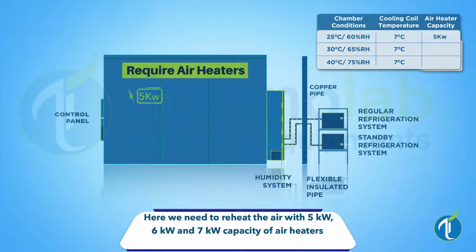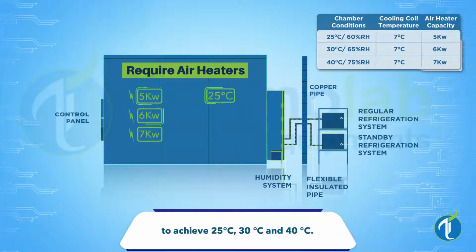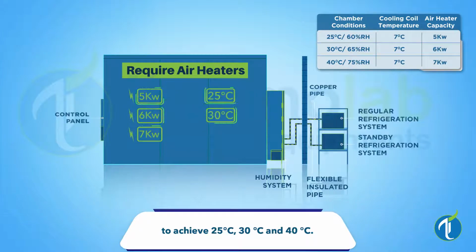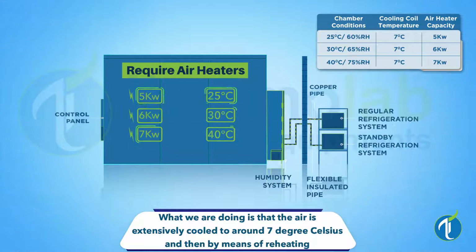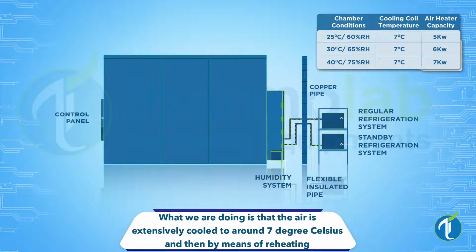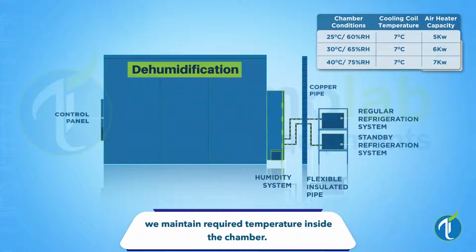We require air heaters of around 5, 6 or 7 kilowatts to heat to 25, 30 or 40 degrees Celsius. We do extensive cooling and then by means of heating, we control the temperature. When there is extensive cooling, there is extensive dehumidification going on.